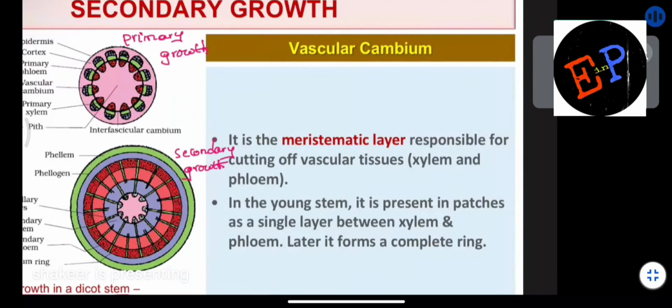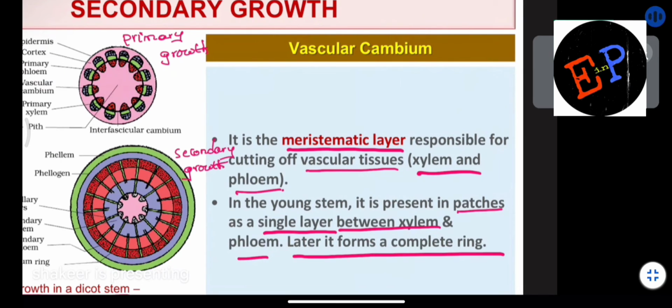It is the meristematic layer responsible for cutting of vascular tissues. Cutting of vascular tissues means what? Separating the vascular tissues, xylem and phloem. Xylem and phloem are separated by the vascular cambium only, no? So it separates the xylem and it separates the phloem. In the young stem, it is present in patches as a single layer between xylem and phloem. Later it forms a complete ring.